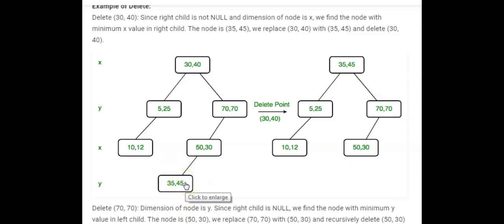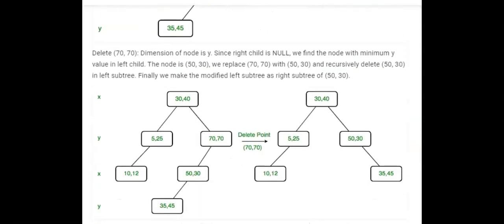So what should I do? I have found the minimum element, so I should just copy that into this 30, 40. I have copied, and actually I have to delete this 35, 45 from this row, because when I copy this 35, 45 to this place, I have 35, 45 in two places, one here and another one here. So I should delete this 35, 45 from this tree. I'll be searching again for 35, 45 from this position. I find this is a leaf, hence a simple deletion would do, resulting in this tree. Now we shall explore another case.